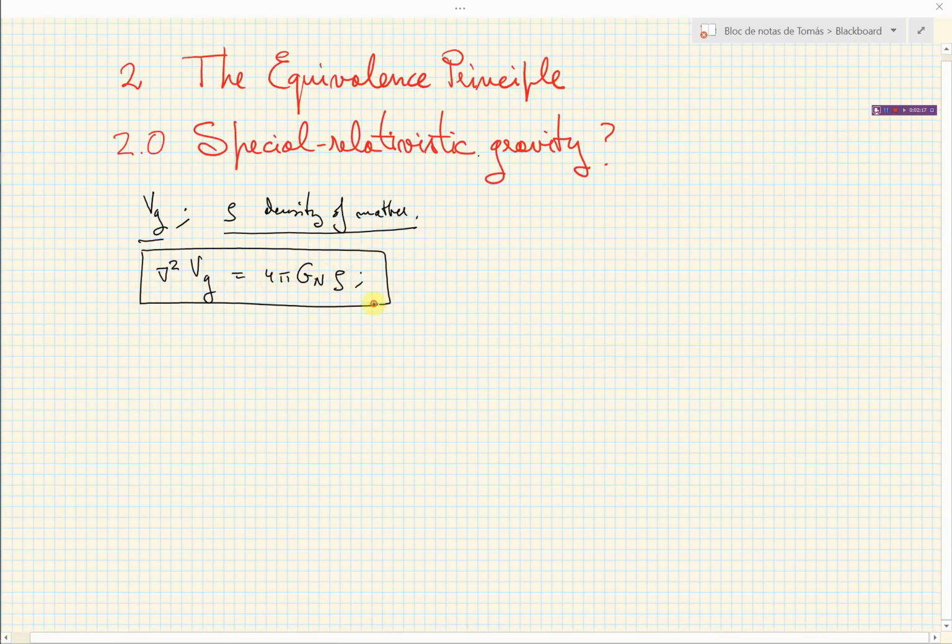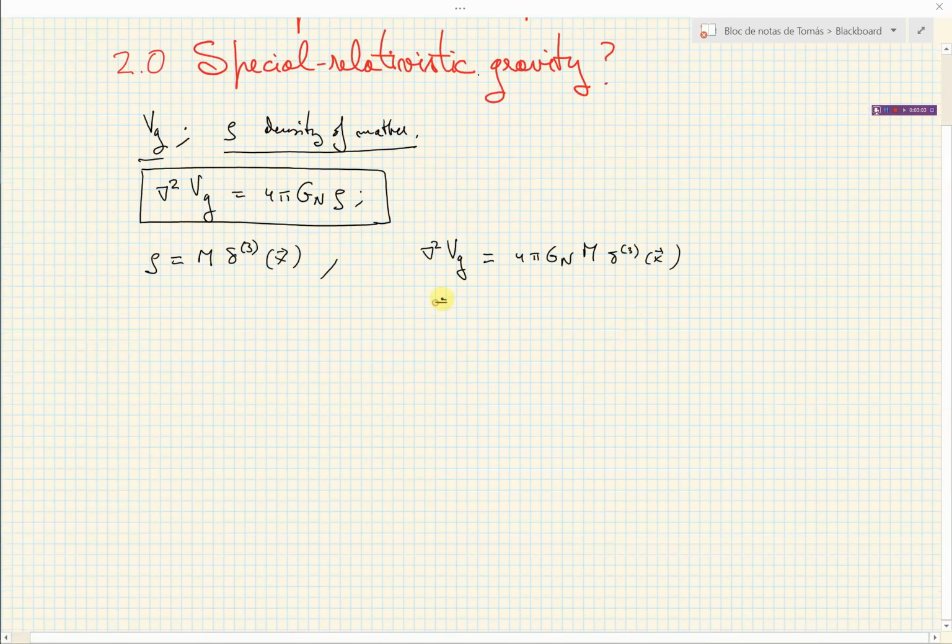In particular, this law, which is an expression a bit more general than the universal law of gravity, implies the universal law of gravity. If you have a point particle at the origin, and it has mass m, then the density is just this mass m multiplied by a Dirac delta function at x. Then you know that the solution to this equation, Laplacian Vg equal to 4 pi Gn delta 3 of x, is Vg equal to minus Gn m divided by the absolute value of x, or r if you want. This is the Newtonian potential for a point particle of mass m placed at the origin.